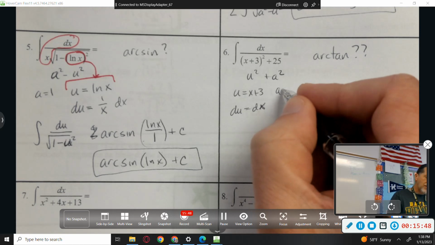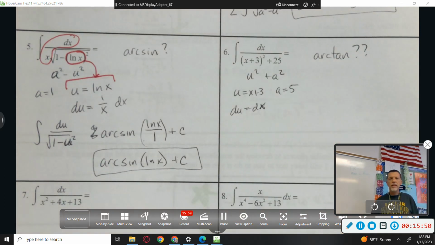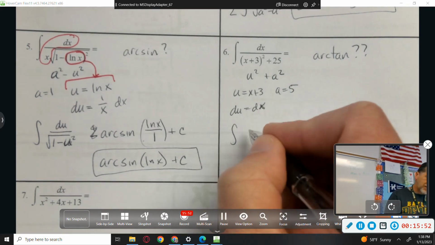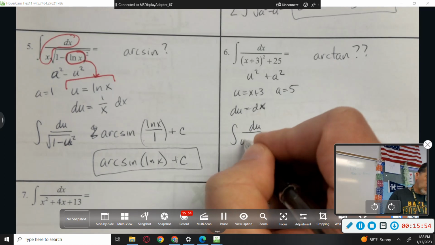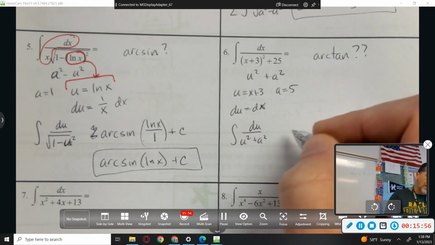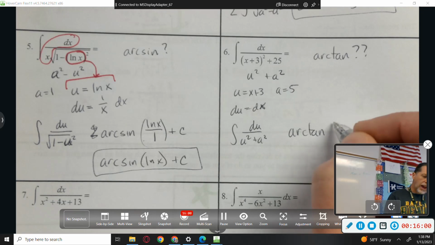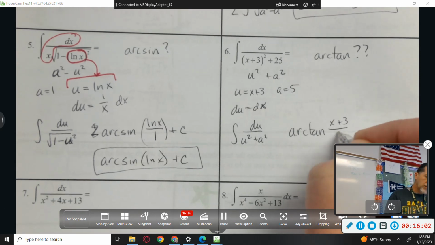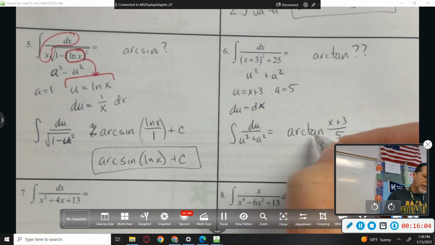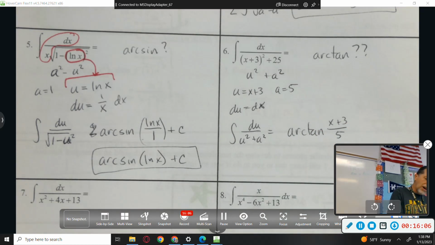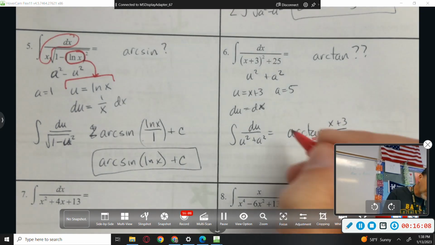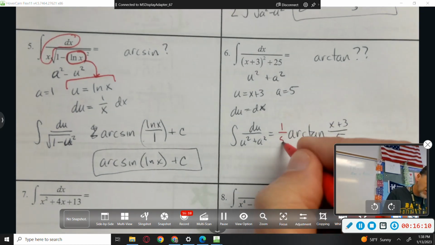A is 5. So that's du over u squared plus a squared. So yeah, that's arctan. u over a, x plus 3 over 5. But for arctan, don't forget the 1 over a out front. Arctan has an extra a in it, so you get an extra 1 over a in your answer.